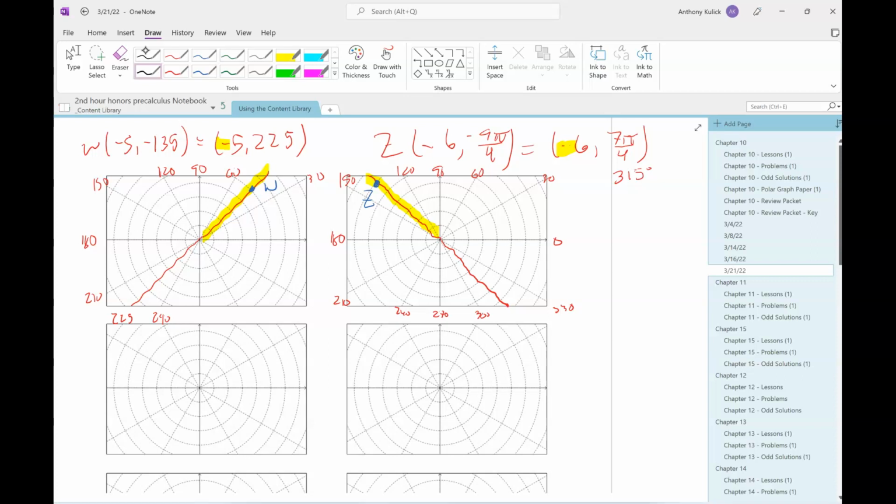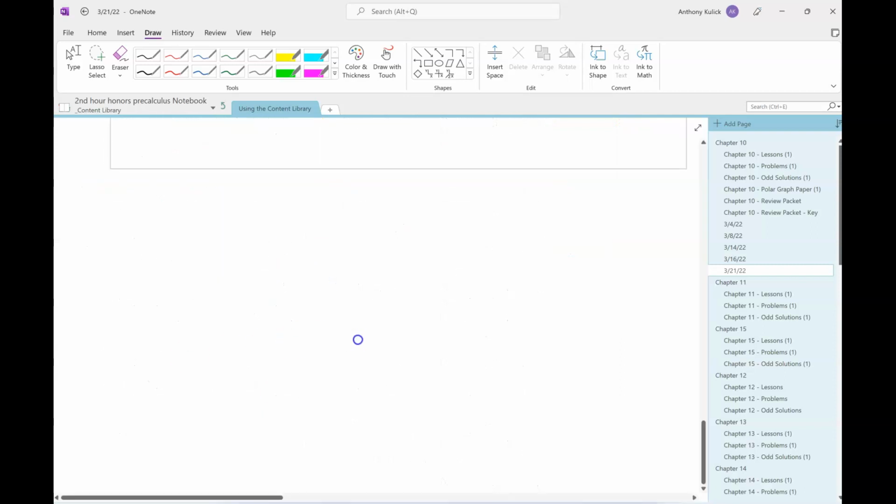Okay, cool beans, dudes. Let's pick up where we left off. Last time we were talking about the polar coordinate system. Today we're going to start talking about polar functions and potentially some types of polar functions.